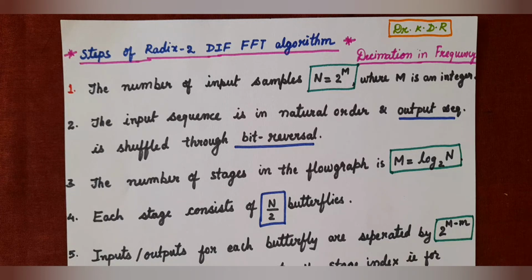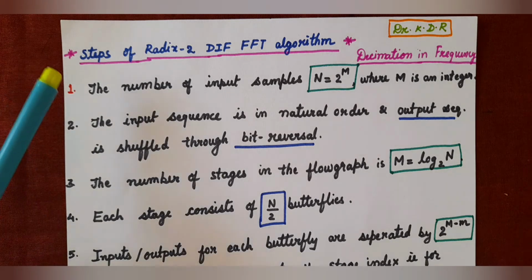Hello dear students, today the topic of the class is how to draw a DIF flow graph. There are 10 steps for drawing a DIF flow graph. In this class you will be understanding the different steps so that you can draw the DIF flow graph for 2 point, 4 point, 8 point, 16 point and so on. Okay, let us start the class.